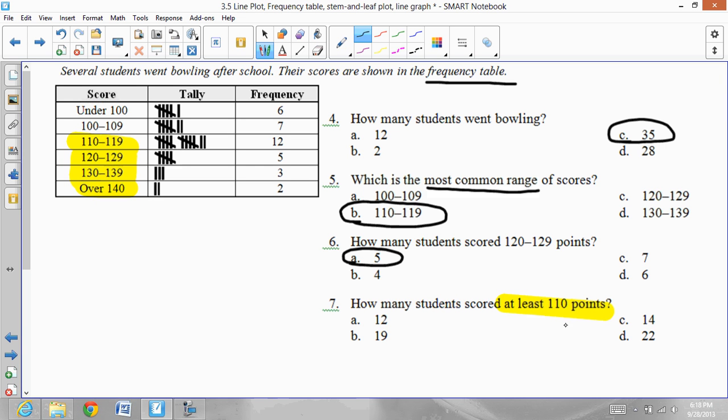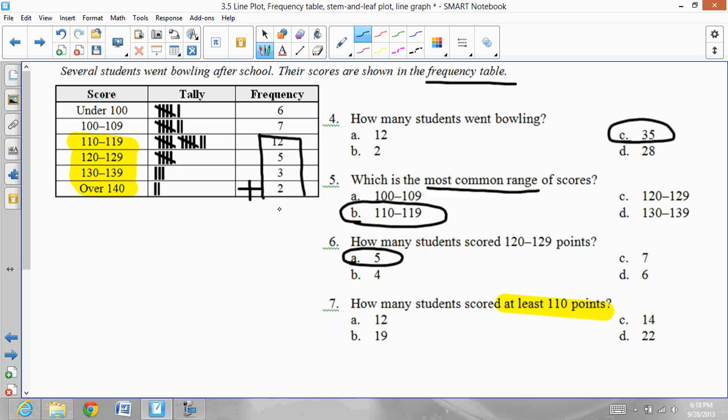I'm sorry, 110 points. So how many students scored at least 110 points, which means you got 12, 5, 3, and 2. So these students got at least 110 points. They did get 110 points, but these students also got at least 110. They scored more than that. So you take these numbers and you add them together. So 12 plus 5 plus 3 plus 2.